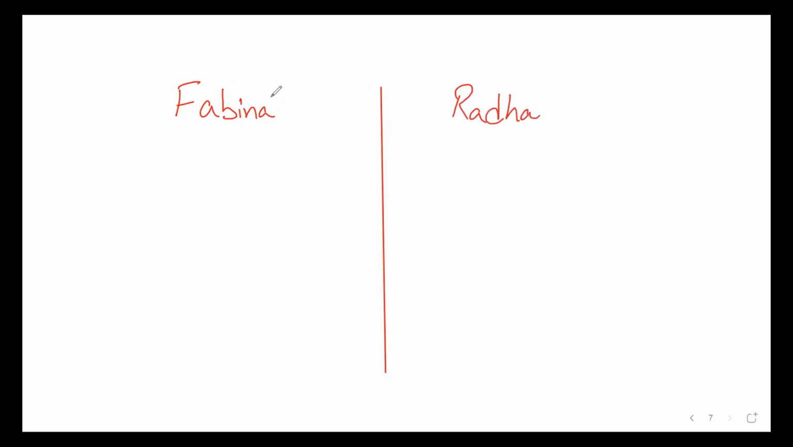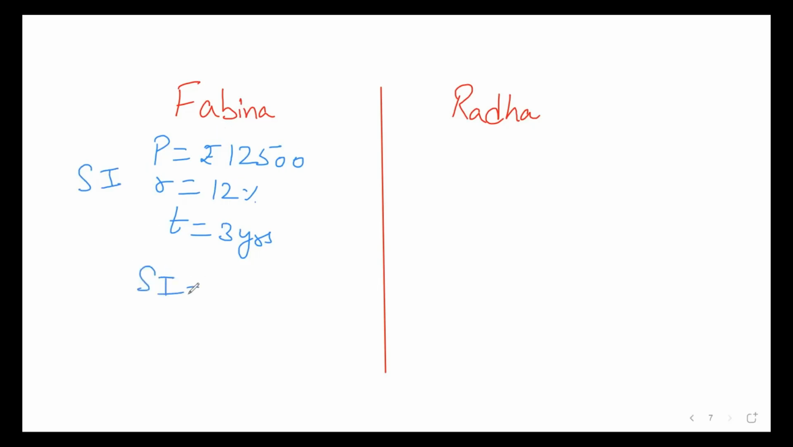So if you check out Fabina's part, let's write what's given for Fabina. Okay, so here we have principal as 12,500, rate as 12% per annum for 3 years. And now they are saying simple interest, SI. So you have to apply the simple interest formula only in the case of Fabina. So you know the formula of simple interest, that is PRT upon 100. Just apply this formula and solve it.